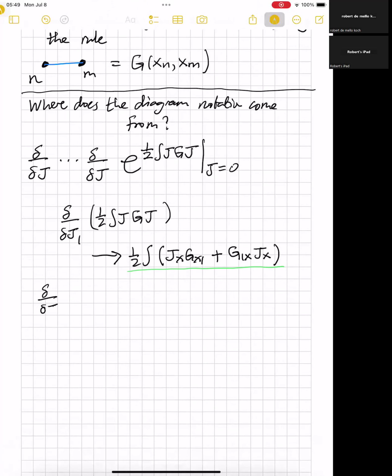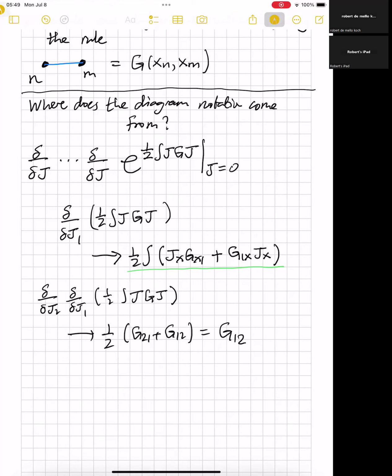If we now take a second derivative, so we have a δj2 acting on δj1, which acted on the exponent, then what we get is 1/2. And now this derivative with respect to j2 removes the j in the expression that's underlined in green and turns the x label into a 2 label. So we get G21 plus G12, but we know G is symmetric, so this lands up just giving us G12.